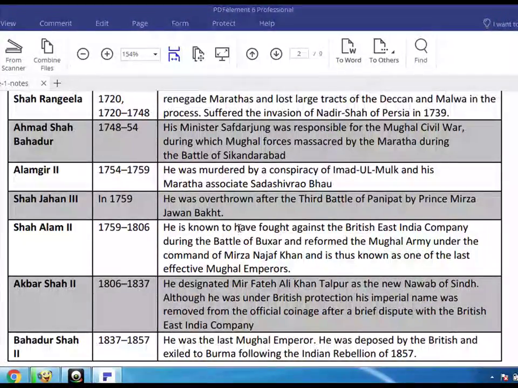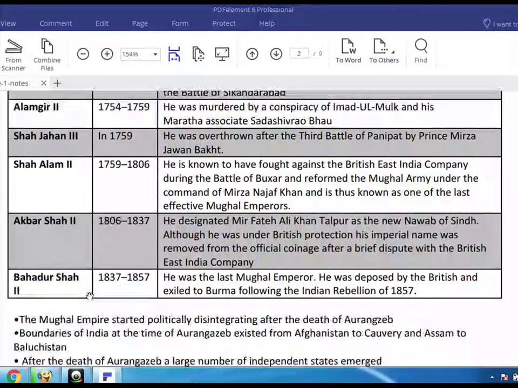Shah Alam II, 1759-1806. He is known to have fought against the British East India Company during the Battle of Buxar and reformed the Mughal army under the command of Mirza Najaf Khan, and is thus known as one of the last effective Mughal emperors.